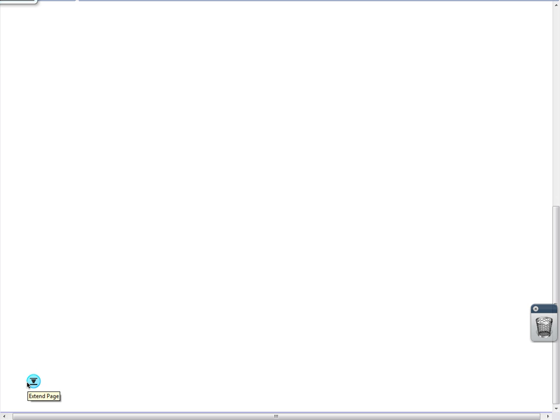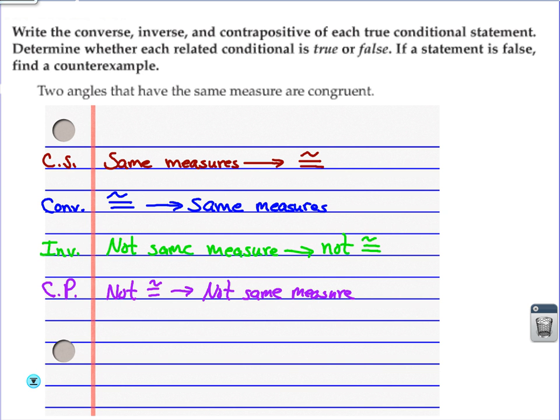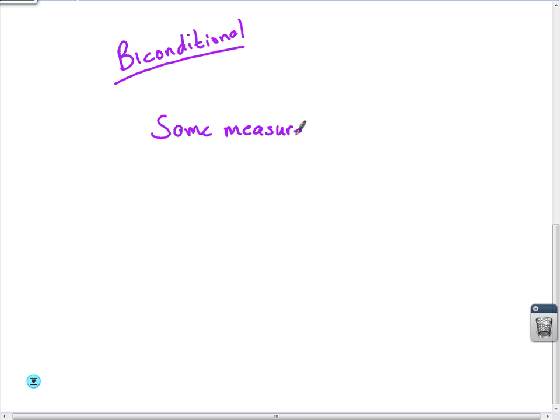Let's take the last example. The last example was a biconditional statement because it worked forwards and backwards. If two angles have the same measures, they're congruent. If two angles are congruent, they have the same measure. That's a biconditional statement. We can write it like this. Biconditional. Since we know it works forwards and backwards, if two angles have the same measure, then that implies they are congruent. And if two angles are congruent, then that implies that they have the same measure. Put an arrow on both ends. It works both ways.